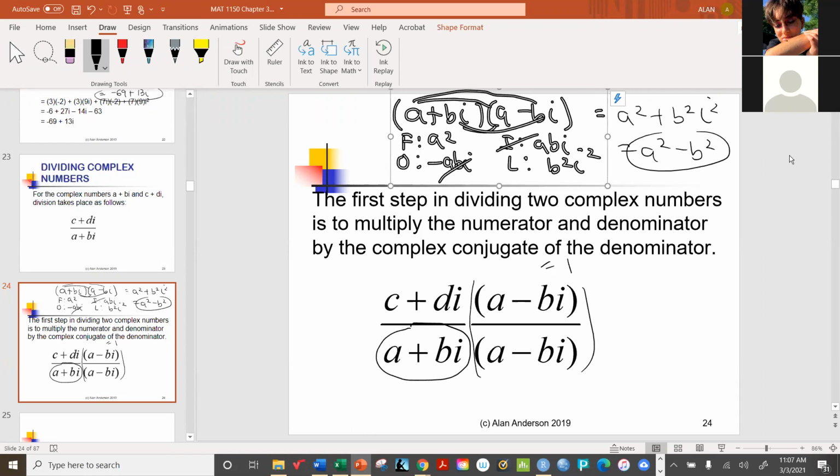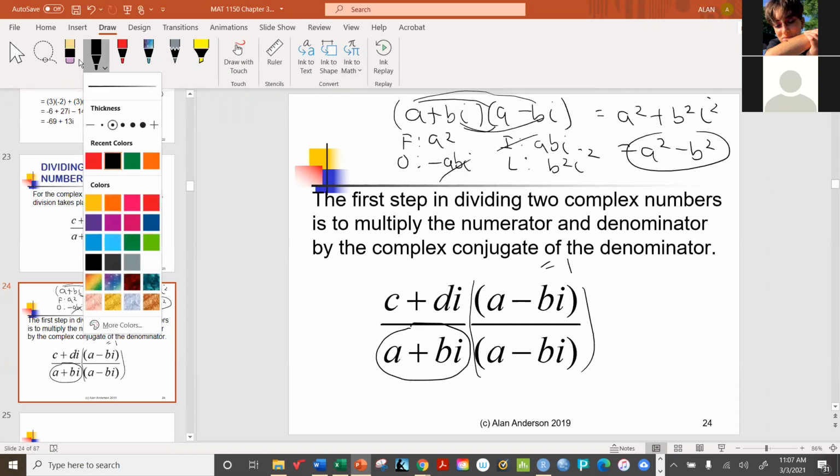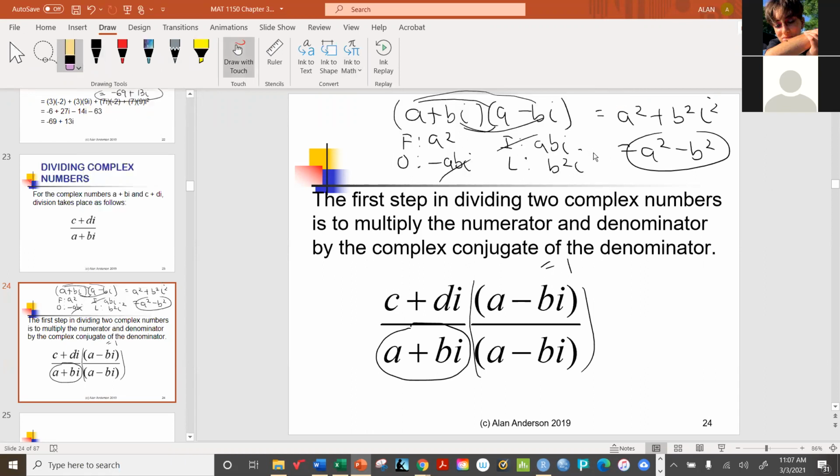Now, who would think of something like this? I don't know. Somebody dreamed this up. Some clever mathematician came up with this idea that we could simplify the ratio of two complex numbers by multiplying by the ratio of the complex conjugate. And there you go. So let's see how this works.